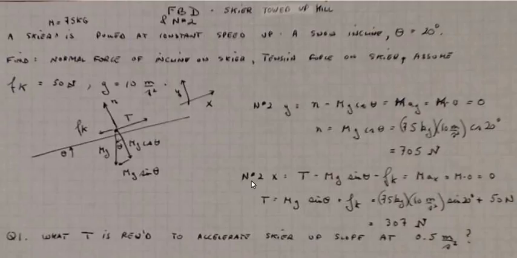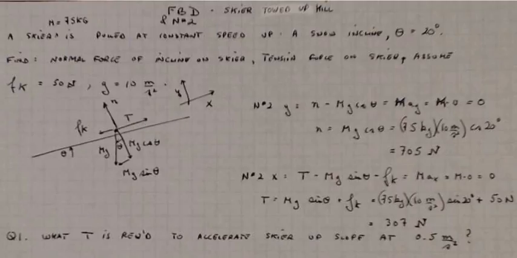Newton's second law in the x direction is T minus mg sine theta minus f sub k, and that's also equal to 0 because the acceleration in the x direction is equal to 0. So we can solve that for the tension. The tension is therefore just mg sine theta plus f sub k. So that's 75 kilograms times 10 meters per second squared times the sine of 20 plus 50 newtons. That works out to 307 newtons. That would be the tension in the cable responsible for moving the 75 kilogram skier up the slope.